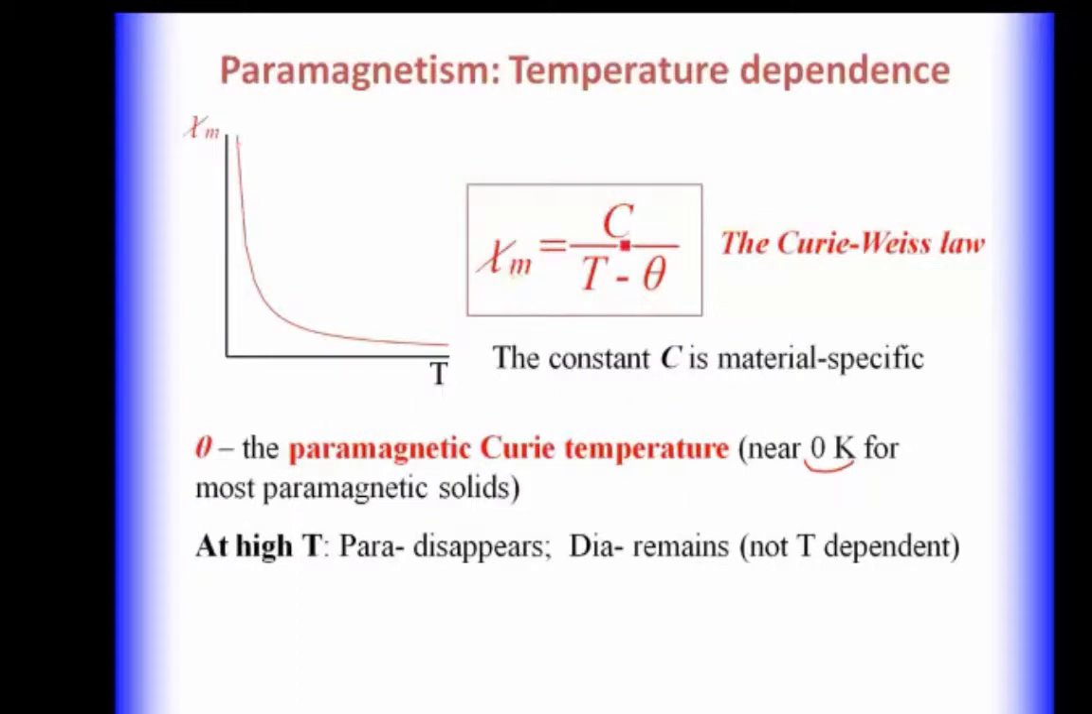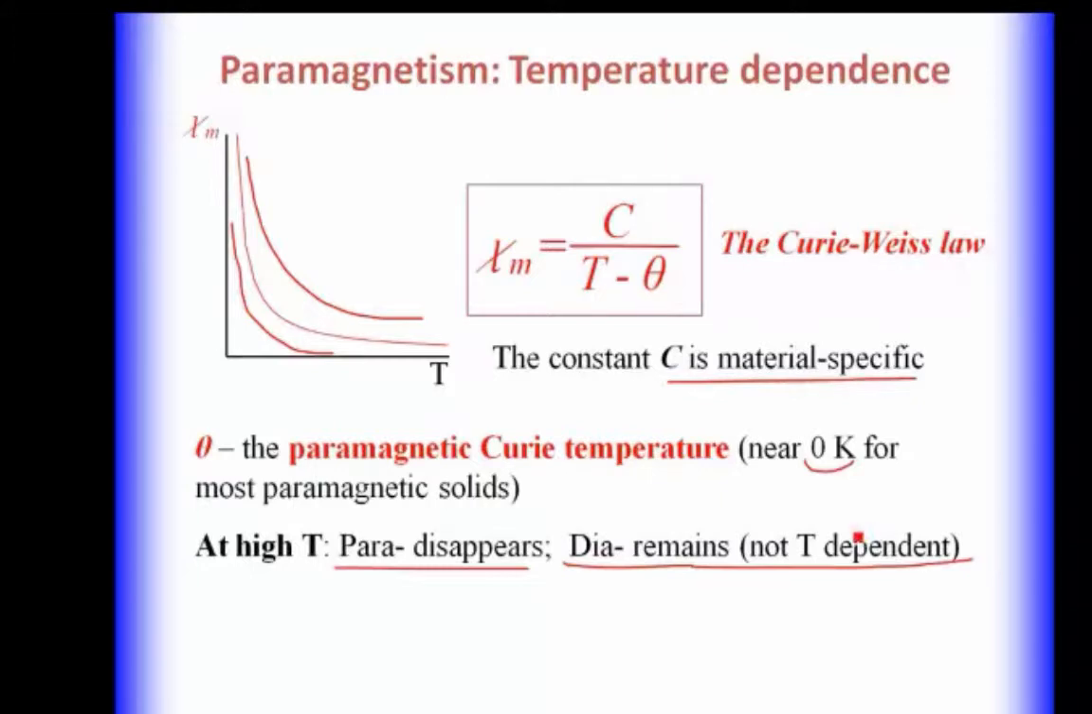And this constant here, C, is material dependent. So depending on the material, you'll have this constant here, which will basically determine where this curve sits, like this, like that. At high temperatures, you notice that the para is getting smaller and smaller. If you remember, dia is not temperature dependent. And so as a result, if you go to sufficiently high temperatures, you're able to get rid of para and start to see dia in a paramagnetic material. If you don't have paramagnetic behavior, you only have dia to deal with.